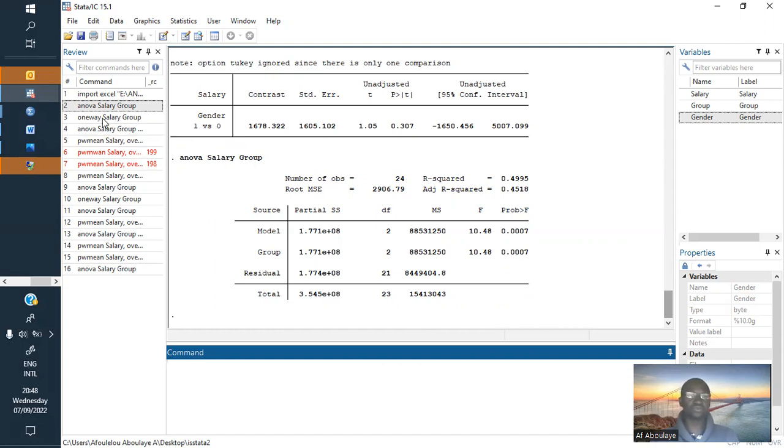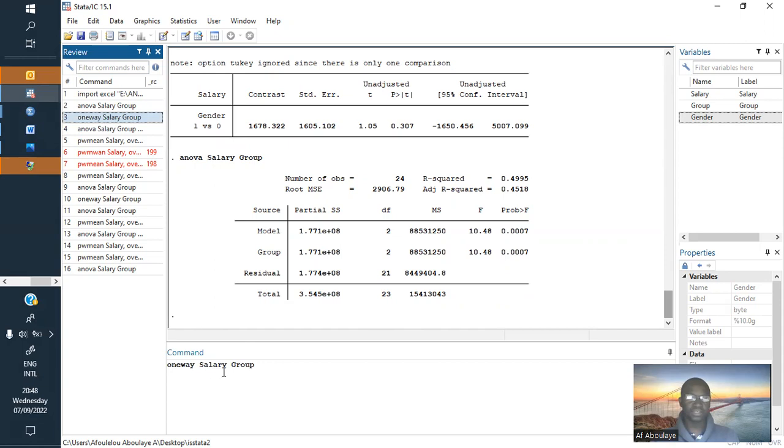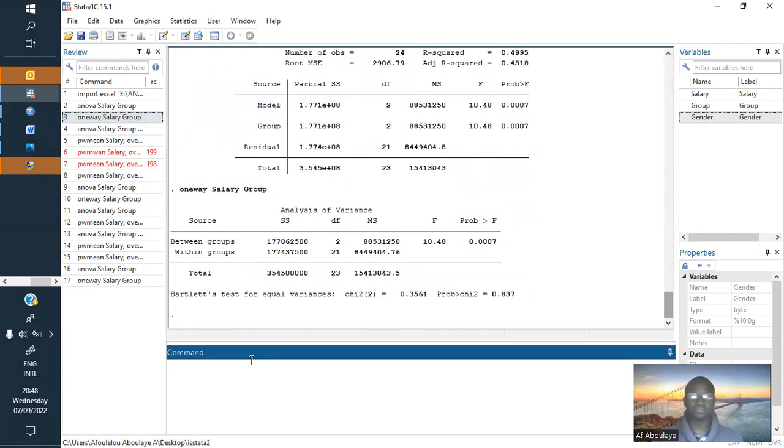You can also use this command, oneway salary group, and do the same thing. You can see that the result is the same as we have here. But this one also reports the chi-square test, which allows us to know whether our groups have the same variance or not. As we can see, the p-value of the chi-square here is greater than 5%, meaning that we have equal variances among the groups we are comparing.